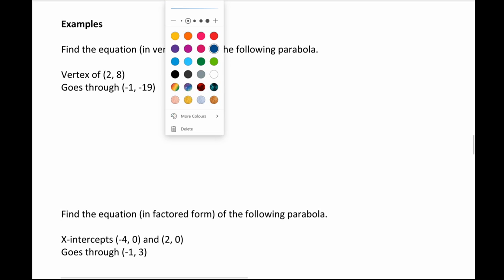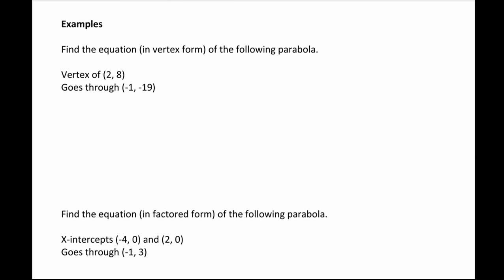Looking at the first one, we want to find the equation in vertex form of the following parabola. A vertex of (2, 8), and it goes to the point (-1, -19). We are given our vertex, which tells us h and k, and we're given a point, which is just x and y. Because we want vertex form, our form should be y equals a(x minus h) squared plus k. Because we know our h and k, we could plug those right into our equation right away, but we're still missing our a value.